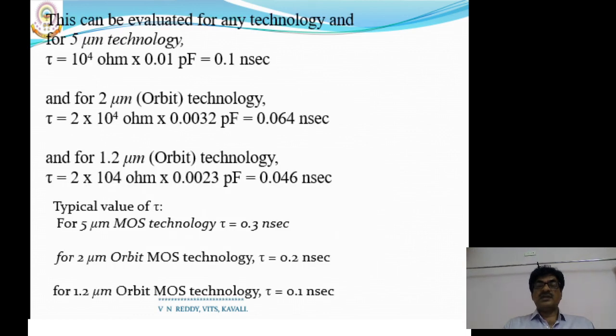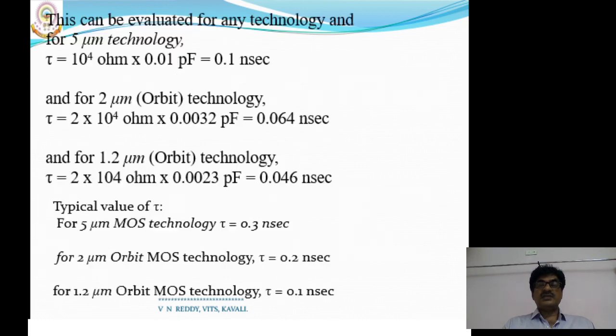That is the time delay, and with reference to technology, tau is 0.1 nanosecond in the 5 micrometer technology case, 0.062 nanoseconds in 2 micrometer technology, and 0.046 nanoseconds in 1.2 micrometer technology. The values of tau are based on the technology like this. Just remember all this.